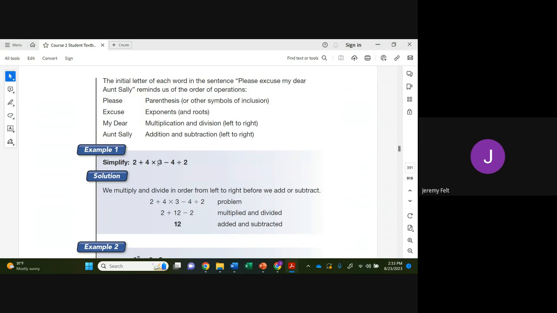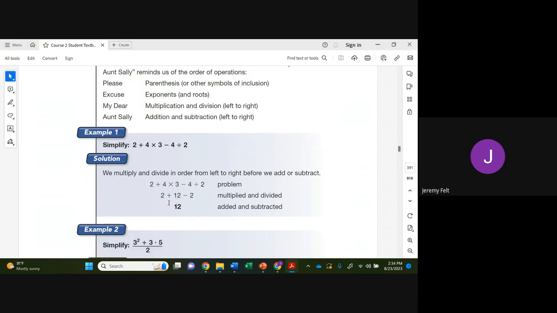So I have 12, and then 4 divided by 2 is 2. And then we get down to where we have 2, which we didn't do anything with, plus the 12, minus 2. So we add that. 14 minus 2 is 12.